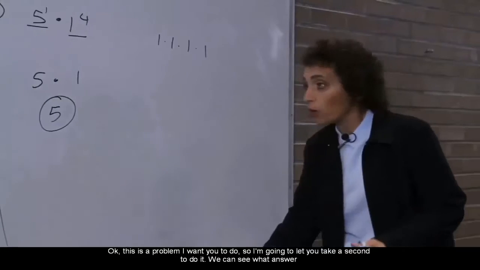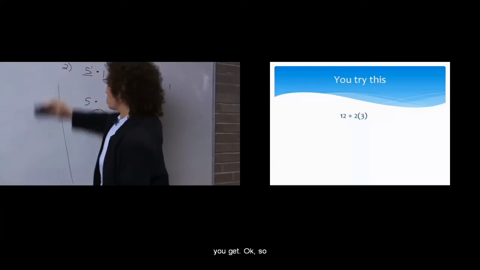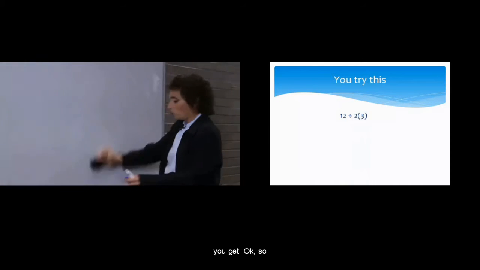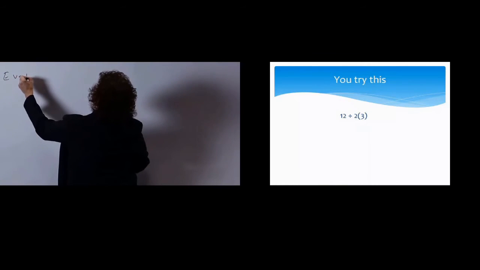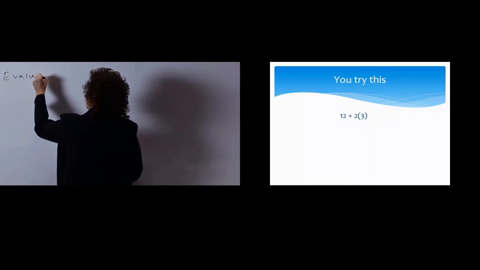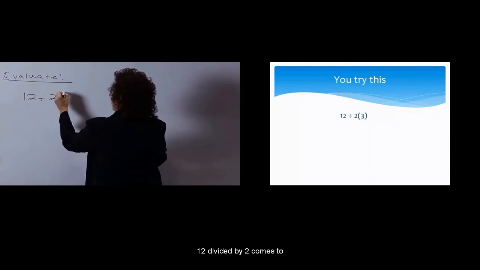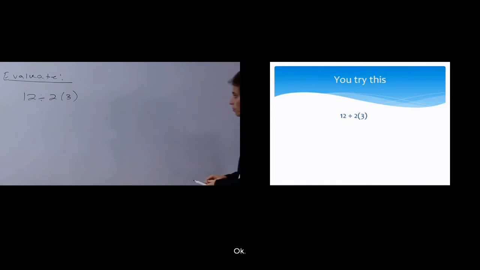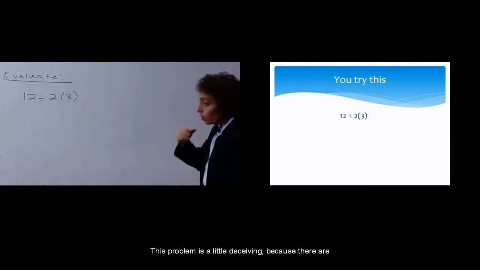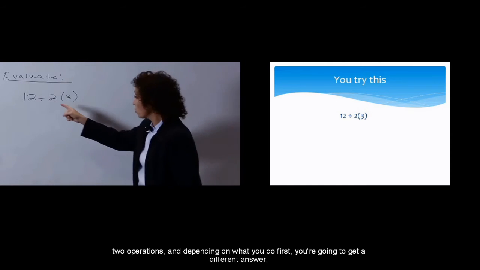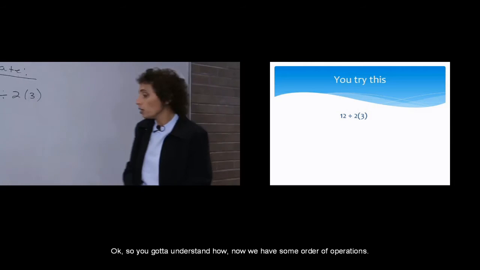Okay, there's a problem I want you to do, so I'm going to let you take a second and do it, and we can see what answer you get. Okay, so we're going to evaluate this. It's 12 divided by 2 times 3. This problem is a little deceiving because there are 2 operations, and depending on what you do first, you're going to get a different answer. So you've got to understand how.